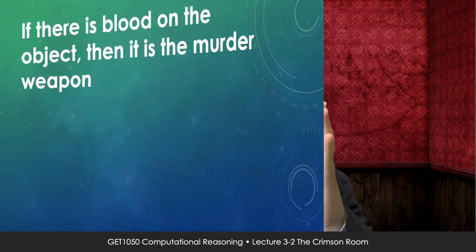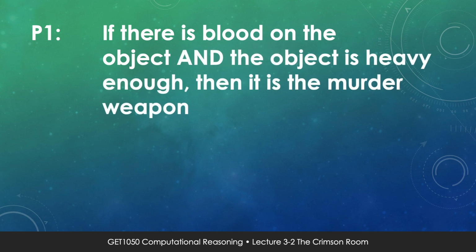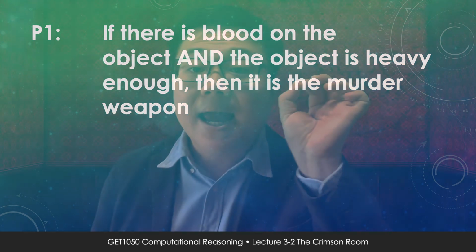So we can now modify premise 1 from "if there's blood on the object, then it is a murder weapon" to "if there is blood on the object and the object is heavy enough, then it is the murder weapon." Just by adding this one extra condition, we can eliminate a lot of irrelevant items, like this rubber chicken, too light to be the murder weapon, and this spoon, again too light to cause the skull to split open. So there are blood stains on them, but they're not relevant to the murder.